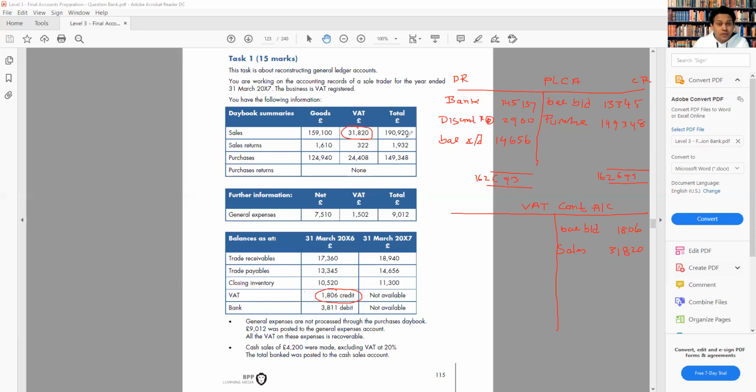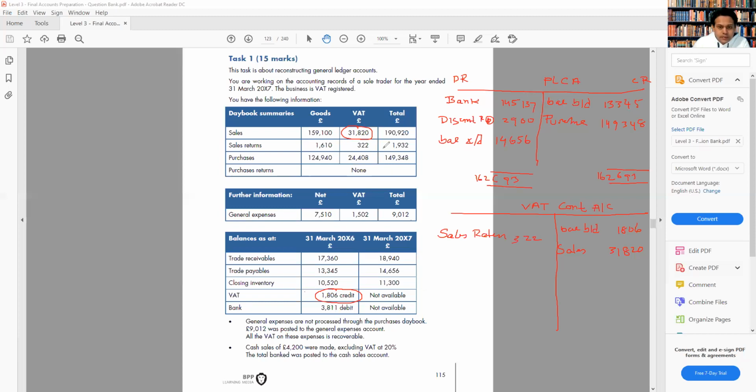Now, of course, if the customer returns goods to you, you will not pay the VAT. So let's say you make sales of 1000 and the next day 500 pounds is returned by the customer, then you say I'm not going to pay VAT because the customer returned to me. So sales return will reduce the VAT liability. So I'm going to write the sales return on the debit side. Sales return, that is 322.